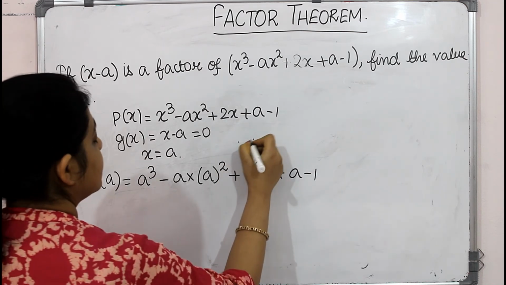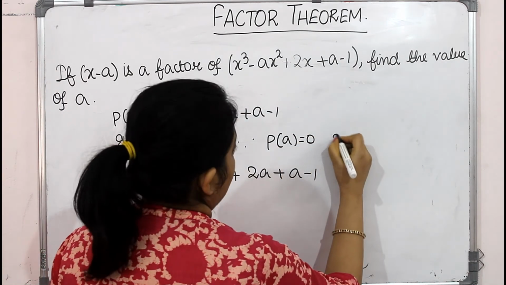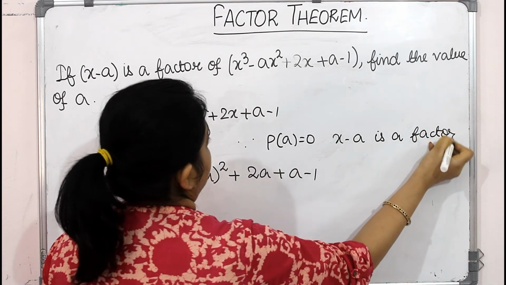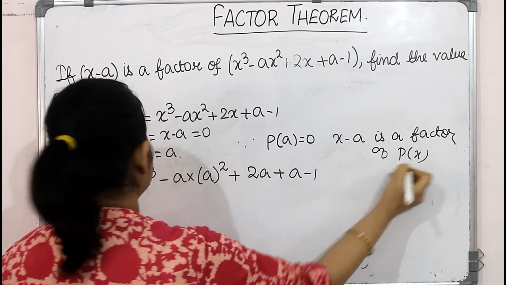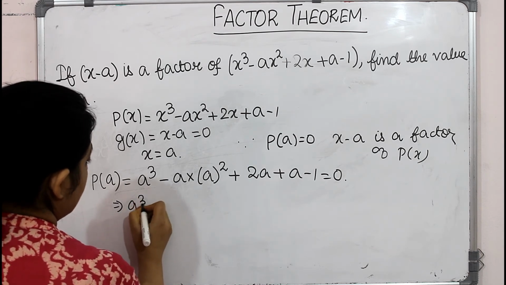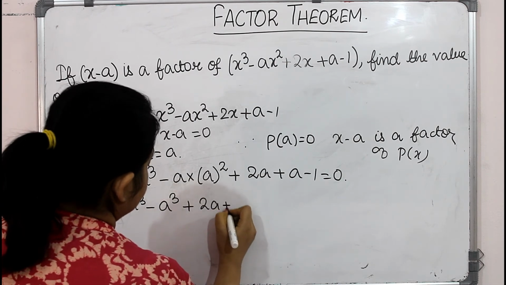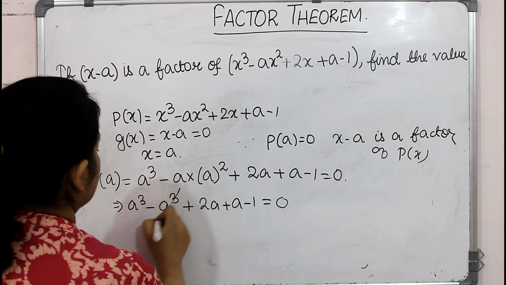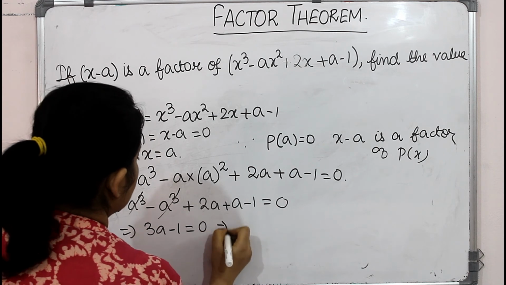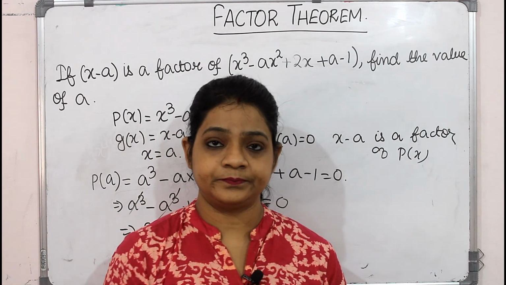Since it is given that x minus a is a factor of p(x), p(a) is equal to 0. So for that we will write this as 0. So this will become a cube minus a into a square, a cube, plus twice a plus a minus 1 equal to 0. A cube gets cancelled. So thrice a minus 1 equals 0. So a equals 1 by 3 is the final answer.